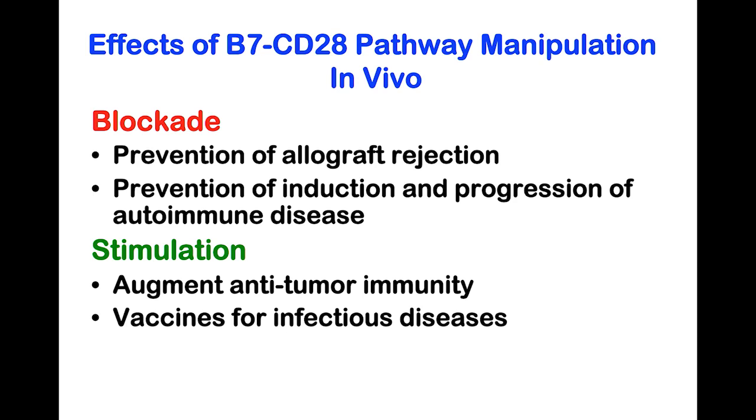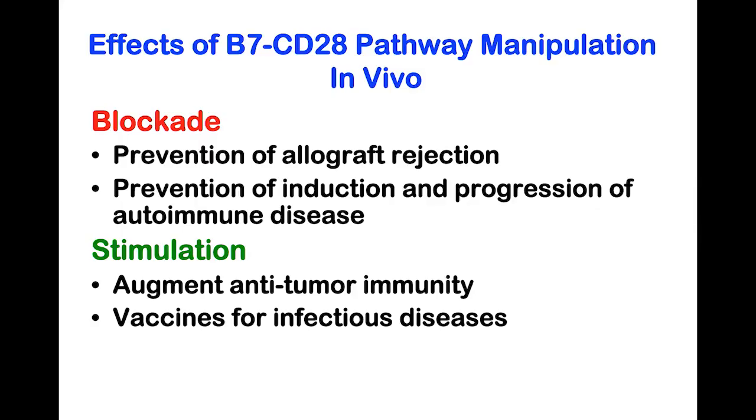This understanding has translated to therapy. Blockade of the B7 CD28 pathway. We first understood from animal models that you could block this pathway and prevent transplant rejection. Other studies showed that you could prevent the induction and progression of autoimmune disease. The induction is of interest, but therapeutically preventing the progression of autoimmune disease has therapeutic significance.